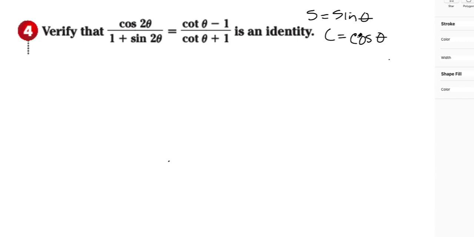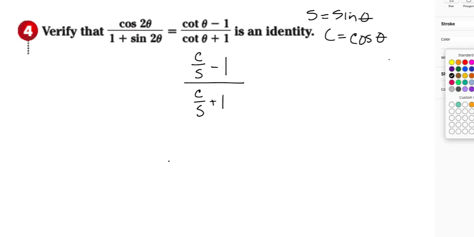Sometimes I'll say I'm S-ing this up. So I'm going to write this cotangent as C over S minus 1. You see how we did that? C over S minus 1 is the numerator, and the denominator is C over S plus 1. I'm going to simplify this by changing the 1's to S's over S's, right? You guys are with me so far.